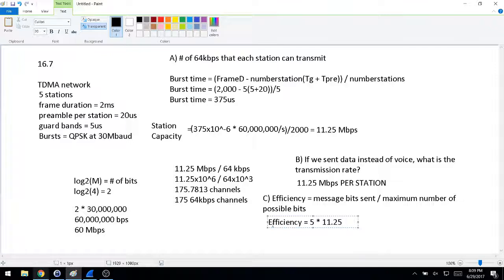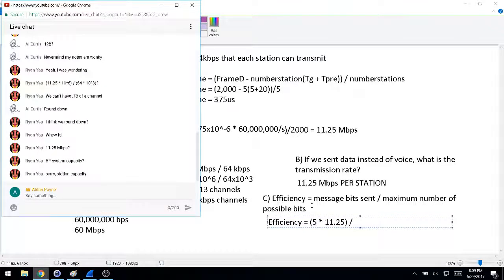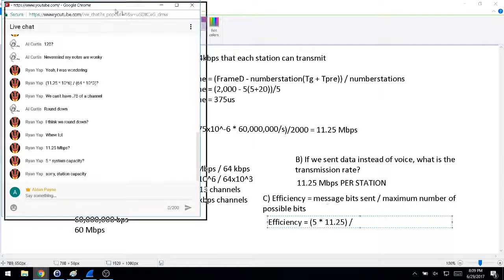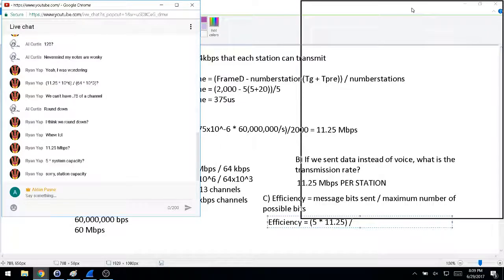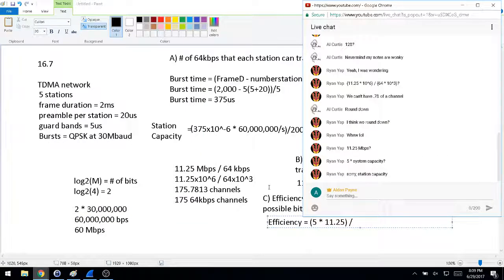Now, the other part of the question to calculate the efficiency is the maximum number of possible bits that we could have sent. And so, how would we know the maximum number of possible bits that we could have sent? Because we figured out right here the number of message bits that were sent in reality, because each station supports 11.25. We have 5 of the stations. But what is our maximum number of possible bits? Something in our variables here must have told us what the maximum number of bits we could have sent is.